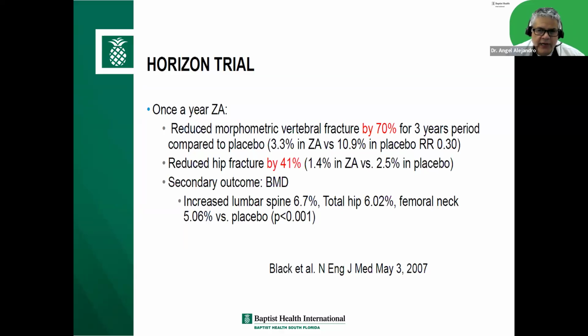There's only a couple things you have to do before you give this. The most important thing is you have to make sure that their calcium and their vitamin D is normal. If they have low vitamin D or low calcium and you give them IV zoledronic acid, you put them at risk for further hypocalcemia, and that hypocalcemia is quite prolonged. Okay? Remember, it's a 70% reduction in vertebral fractures. There is no doubt that this medication works.